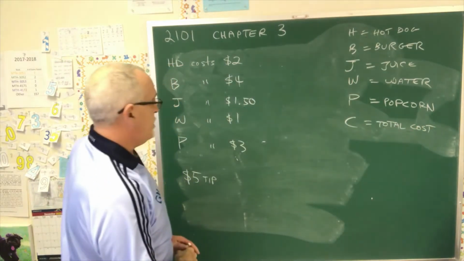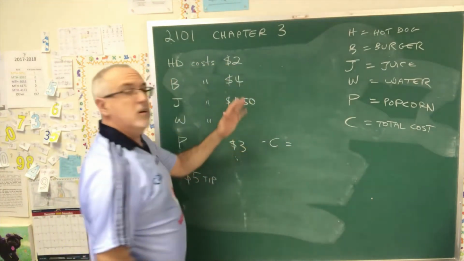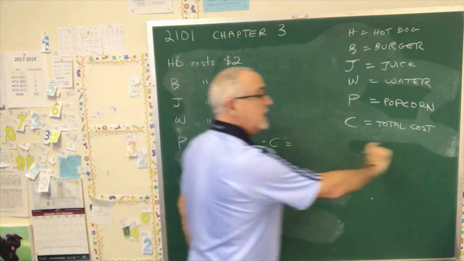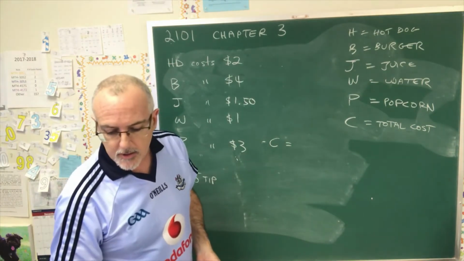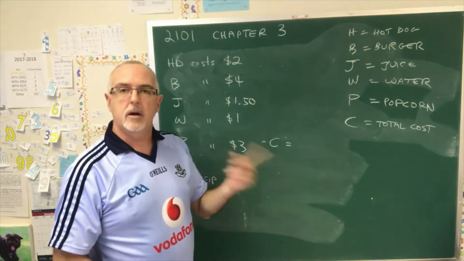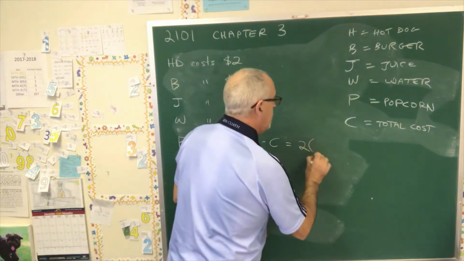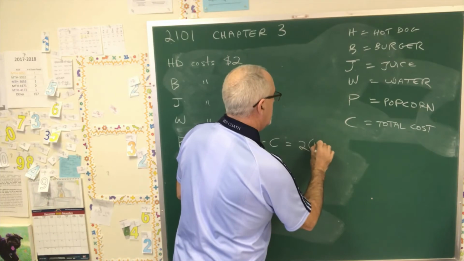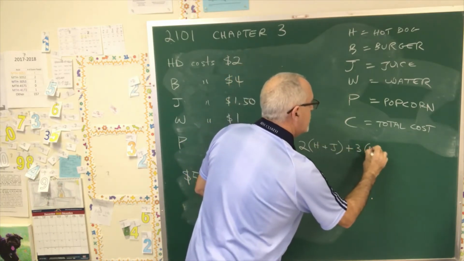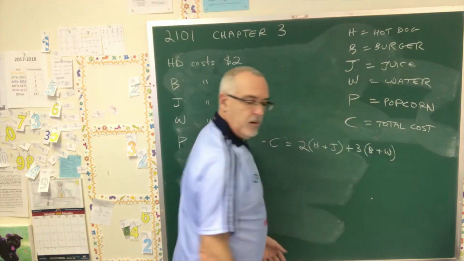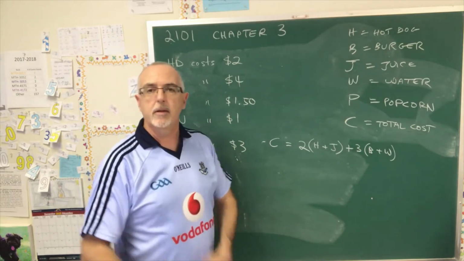So my equation is going to be C equals, now there's more than one way of doing this. You can make a really long equation, or you can take advantage of the use of brackets to make the equation a little shorter. So 2 people want a hot dog and a juice. 2 becomes a numerical coefficient multiplied by a bracket, which is the cost of the hot dog plus the cost of the juice inside. 3 want a burger and a water. We've decided we're going to get 2 containers of popcorn, one for the front seat of the car and one for the back seat of the car.